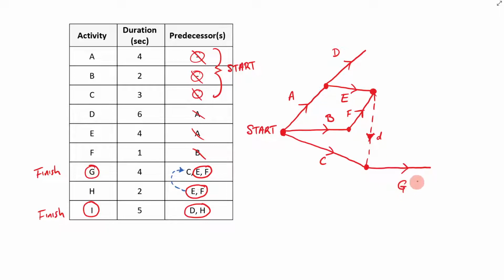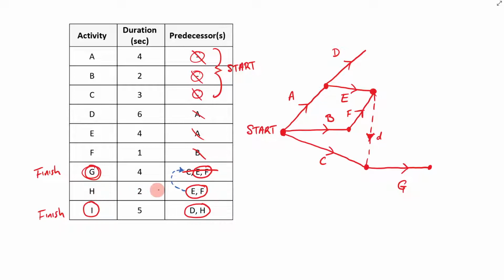All right, let's now just reflect on what we've done here. We've been told that G has the predecessors C, E, and F. Well, as you can see, here is C as its predecessor, and this dummy line is also saying E and F are also predecessors to G. So that's the point of it. That's the point of doing it like that. All right, so now we're done with that.